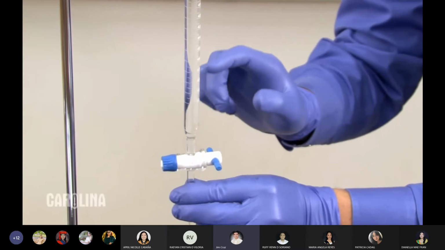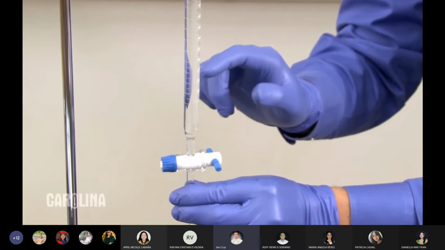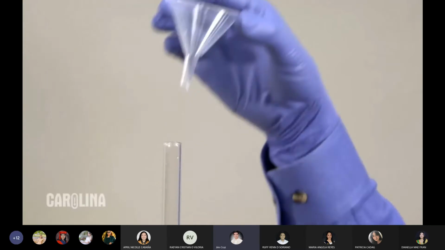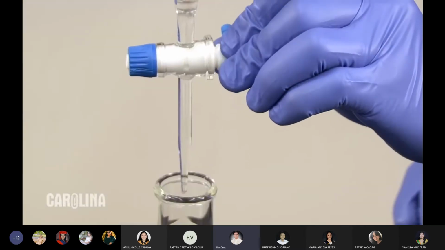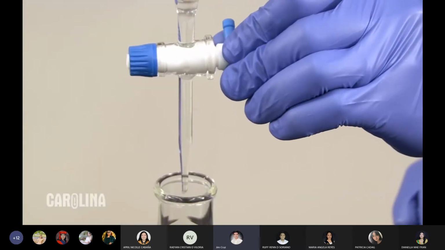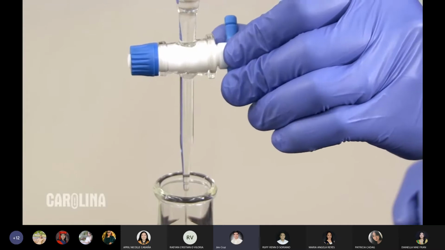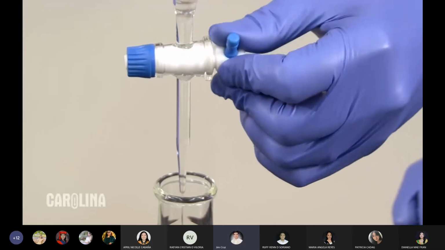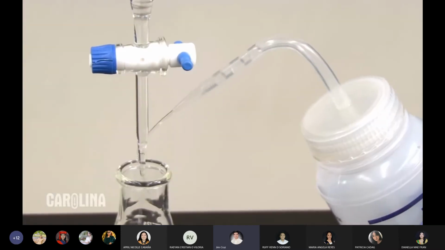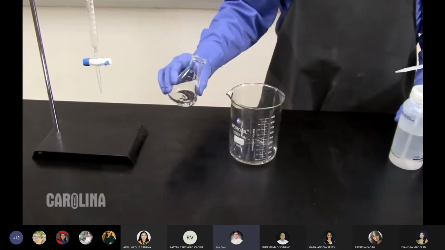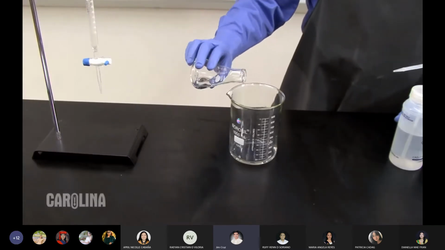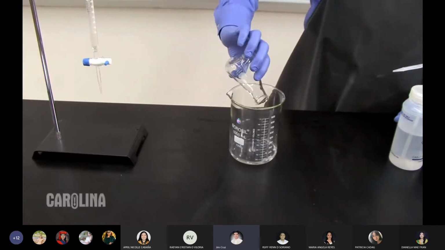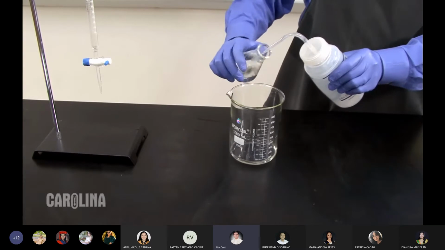Check the column for air bubbles and gently tap to free them from the side walls. Remove the funnel. Place the Erlenmeyer flask under the tip and open the stopcock to allow a few milliliters of titrant to flow through, releasing any trapped air. Rinse the tip of the burette with water. Empty the liquid into a waste container and thoroughly rinse the flask. It is not necessary to dry the flask.